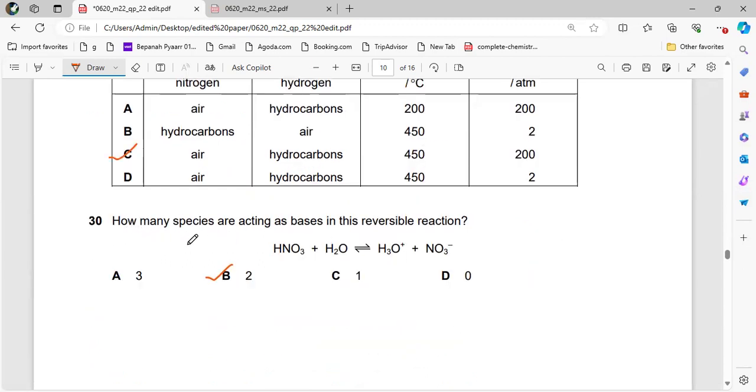How many species are acting as bases in this reversible reaction? So it is two species.